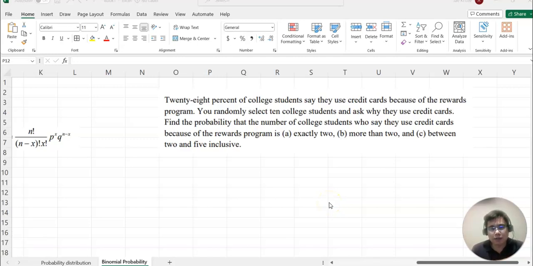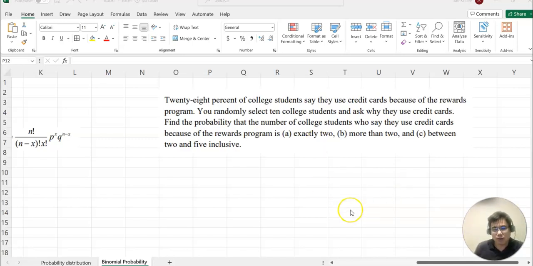So this is the second time to discuss binomial probability. Please look at this example. 28% of college students say they use credit cards because of the reward program. You randomly select 10 college students and ask why they use credit cards, and find the probability that the number of college students who say they use credit cards because of the rewards program is A, exactly 2, B, more than 2, and C, between 2 and 5 inclusive.